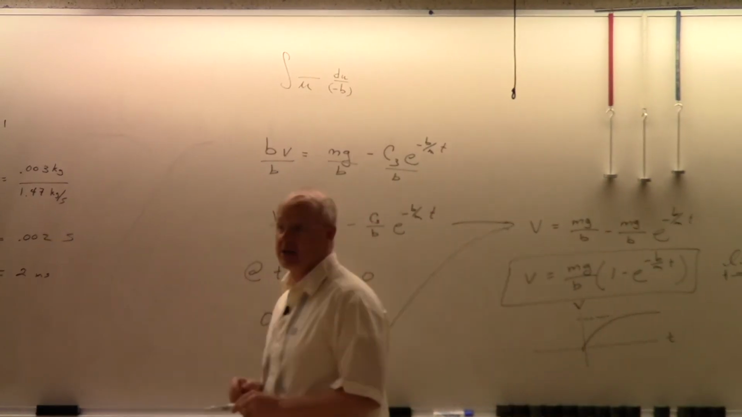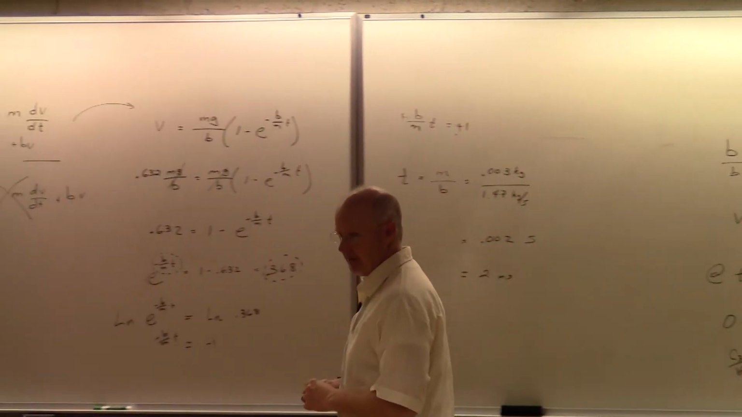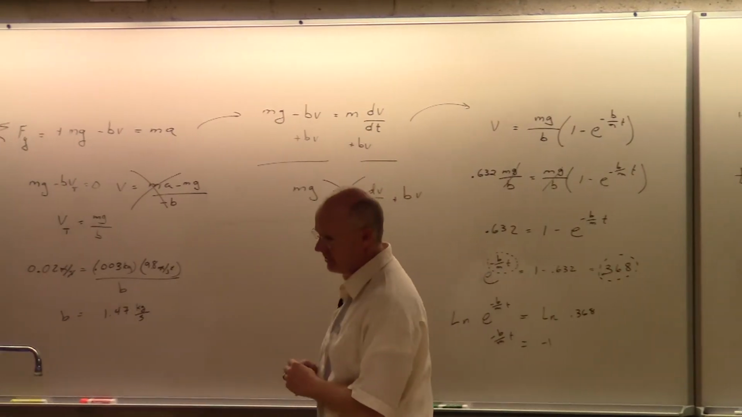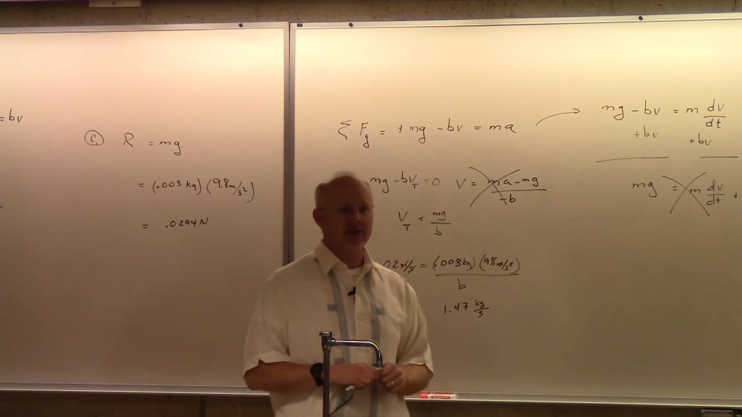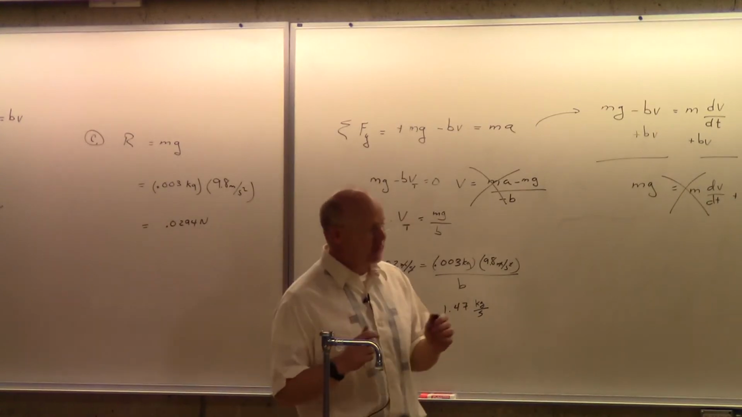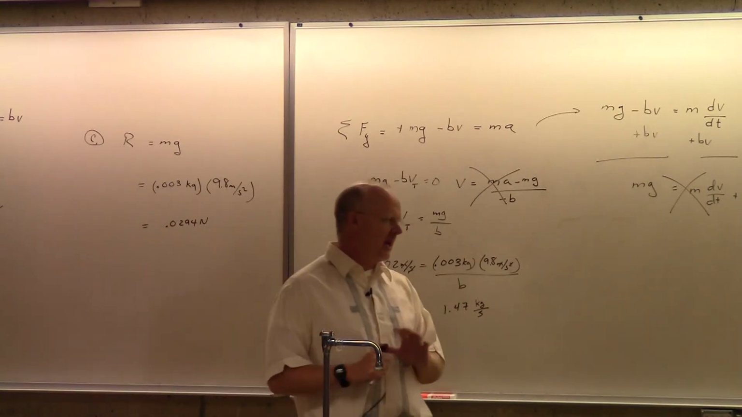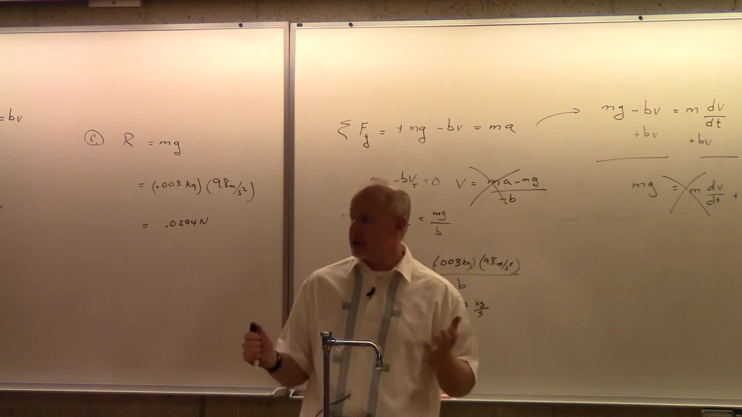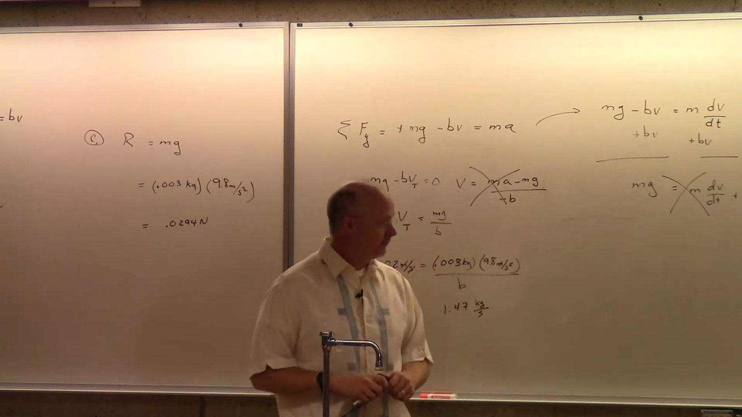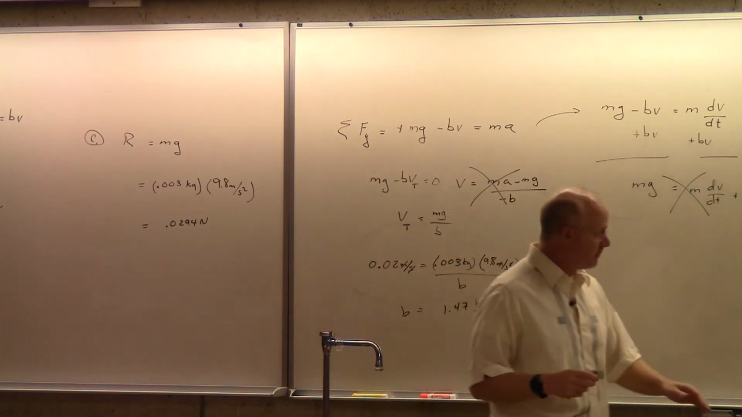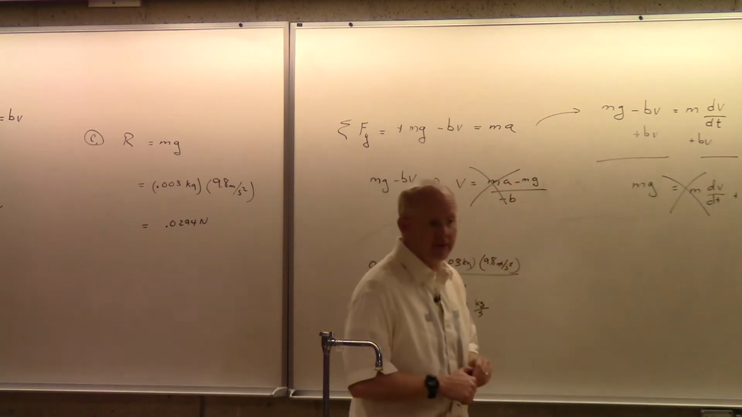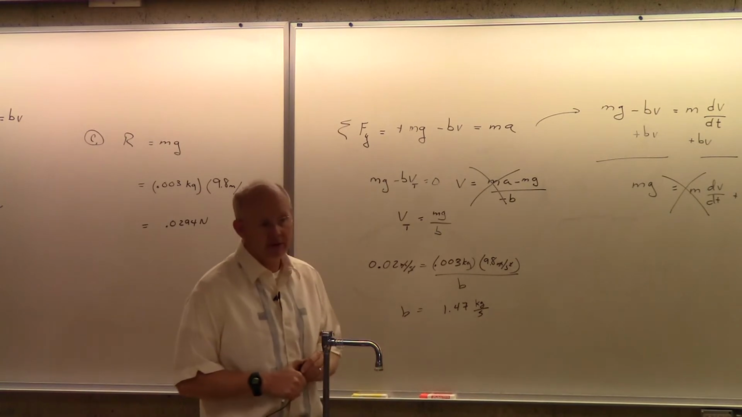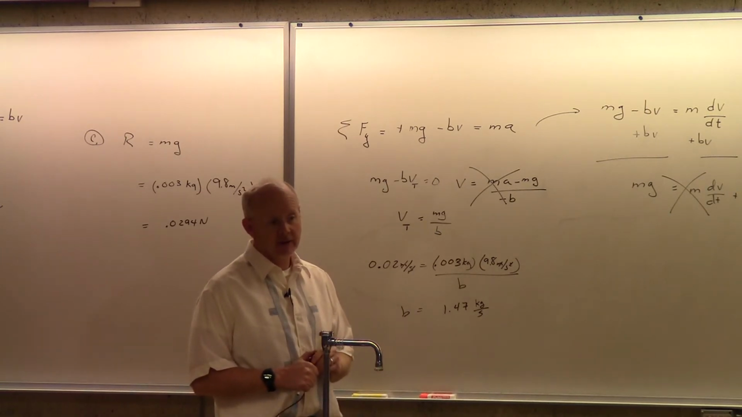You can say, how long does it take to get 90% of its terminal speed? How long does it take to get 99% of its terminal speed? How long before 99.9999% of its terminal speed? But you're never going to really get to its terminal speed here. So we don't say how long. That's why we like to use that magical 37% or 63%.